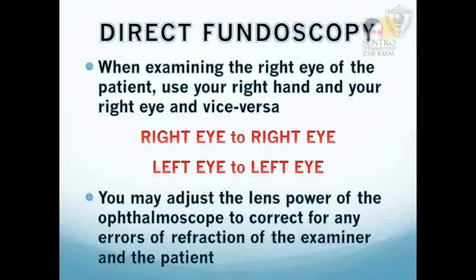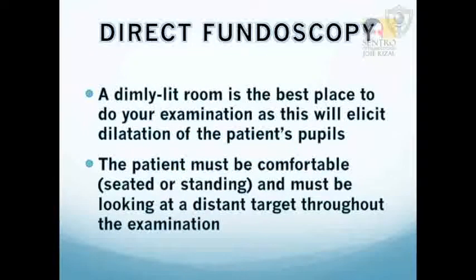When examining the right eye of the patient, use your right hand and your right eye, and vice versa. You may adjust the lens power of the ophthalmoscope to correct for any errors of refraction of the examiner and the patient. A dimly lit room is the best place to do your examination, as this will dilate the patient's pupils. The patient must be comfortable and must be looking at a distant target throughout the examination.